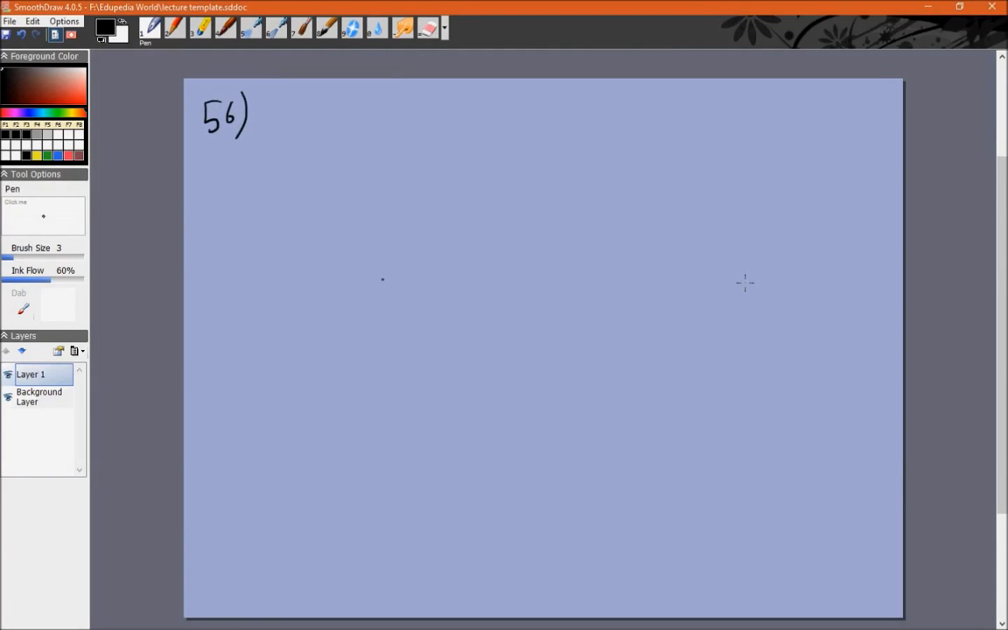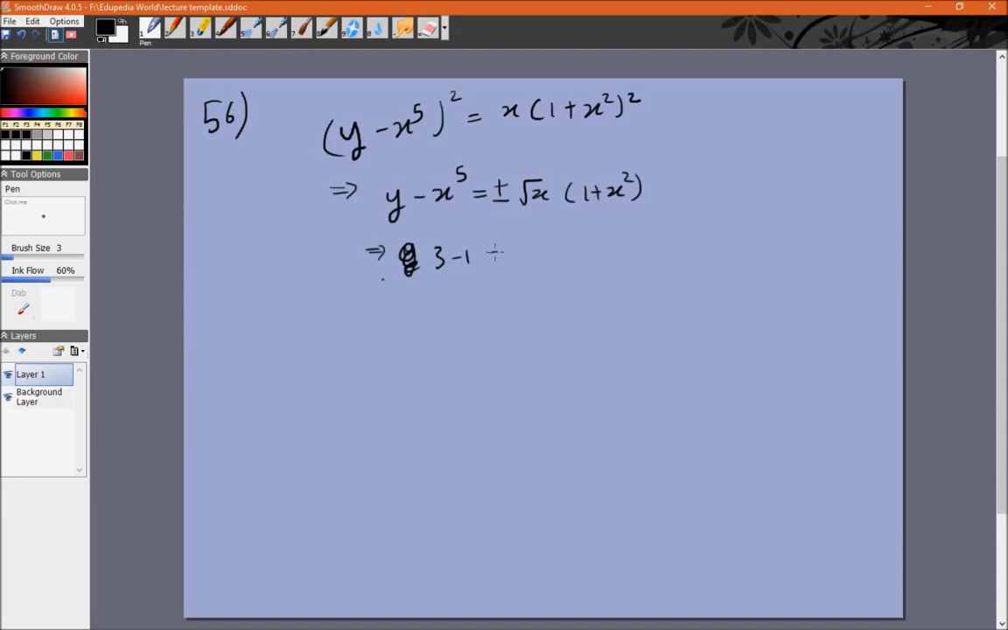We are asked the slope of the tangent to the curve (y minus x to the power 5) whole squared is equal to x times (1 plus x squared) whole squared, which means y minus x to the power 5 is equal to plus minus root x times (1 plus x squared). And we are also given that it passes through the point (1, 3), which means 3 minus 1 is equal to plus minus 1 times (1 plus 1). 3 minus 1 is 2, which means clearly we are dealing with the plus side of the equation.